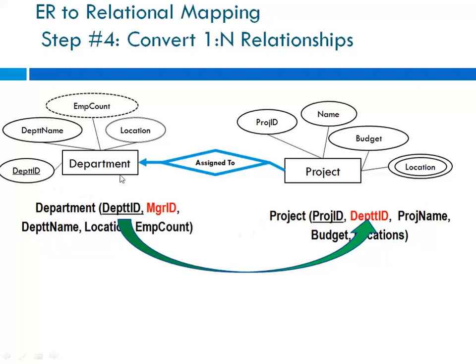But from the department table, the primary key is added in the project table as a foreign key, indicating that this project belongs to this department. So this is done to implement this one-to-many relationship in a relational database.